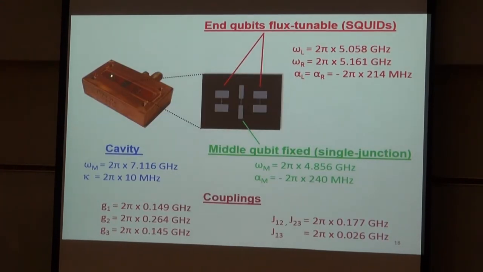OK, so there's the copper piece of the copper cavity, 7 gigahertz resonance frequency, 10 megahertz line width, qubits at lower frequencies. And they have a vacuum Rabi coupling to the cavity, which they're detuned from. And they also have direct dipole-dipole interactions. The nearest neighbor ones, it's not really dipole, right? Their spacing is comparable to their size. But anyway, dipole-like coupling, 180 megahertz. And then because it falls off roughly like 1/r³, this is an order of magnitude smaller. So it's a little many-body system, three-body system.